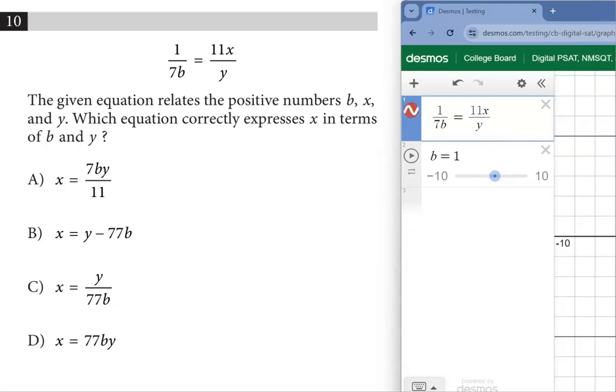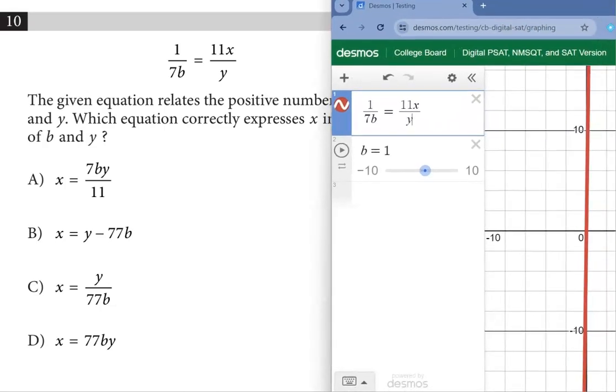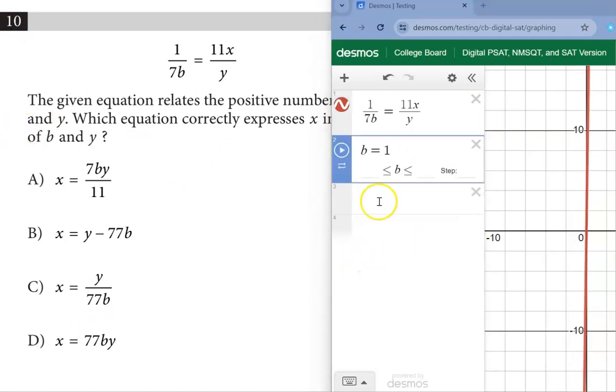Okay, so now we have a graph, and what you want to do is look at it and see where it is. It looks like a vertical line. It's not really a vertical line. If you move the b, you'll see it's barely moving. But anyway, this is the line that we want. So let's go ahead and look at our answer choices.